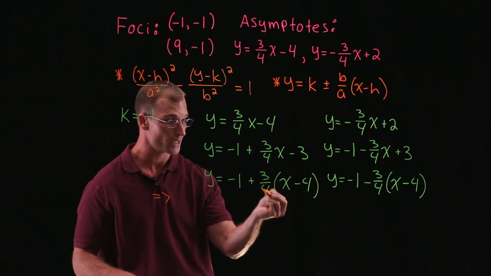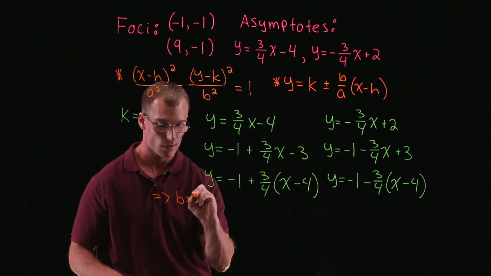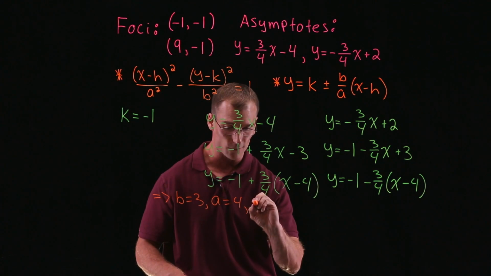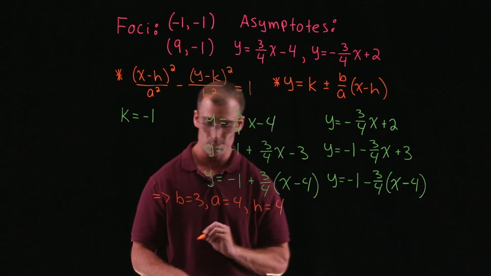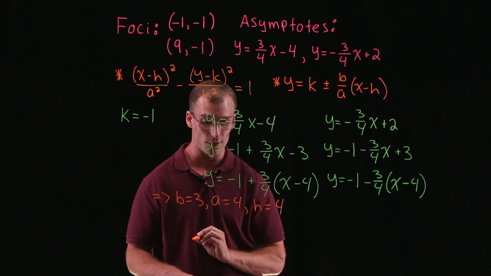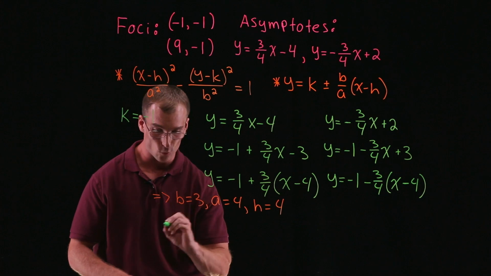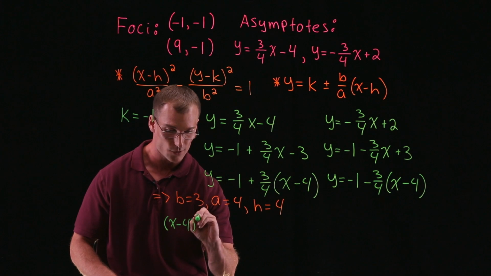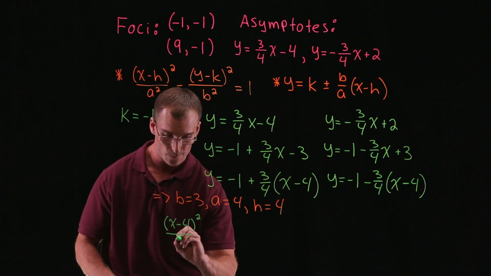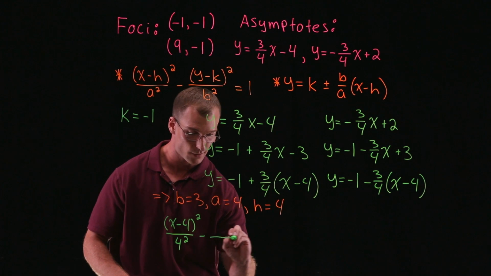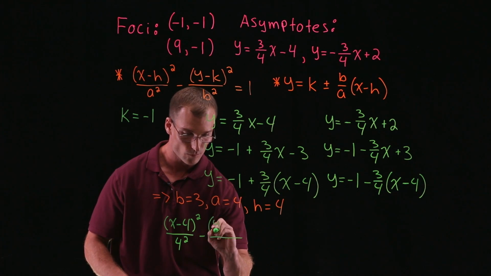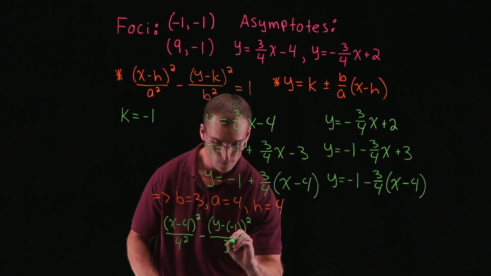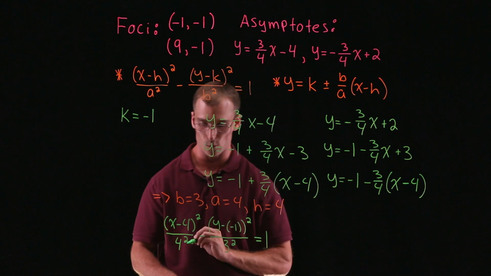Looking at the fraction 3/4, b is 3, a is 4, and h, the value that's being subtracted from x, is equal to 4. So now we have everything we need, and we can plug it into our standard form. The standard form of our equation is going to look like (x minus 4) squared over 4 squared, minus (y minus negative 1) squared over 3 squared, and that's equal to 1.